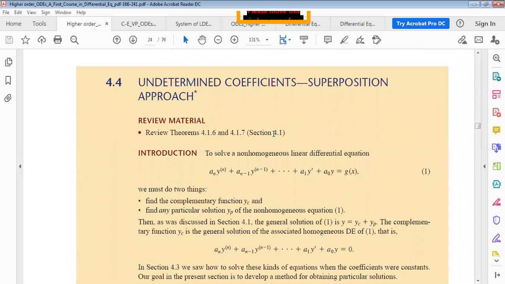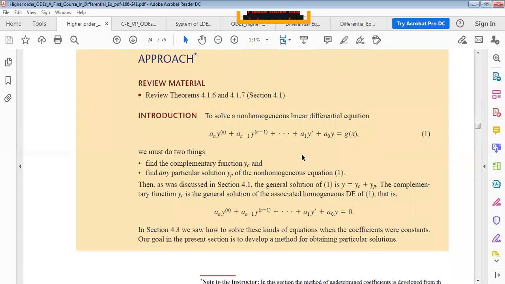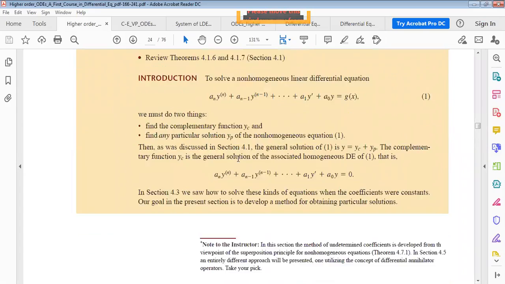Okay, the undetermined coefficient method. There are actually two parts. The first one is the superposition approach. Now, as an introduction, this is an nth order non-homogeneous linear differential equation because the right hand side is not 0. The complementary function yc is the general solution of the associated homogeneous differential equation, because if the right hand side is 0, it is the homogeneous form. You can write the homogeneous form just by taking the left hand side equals to 0.